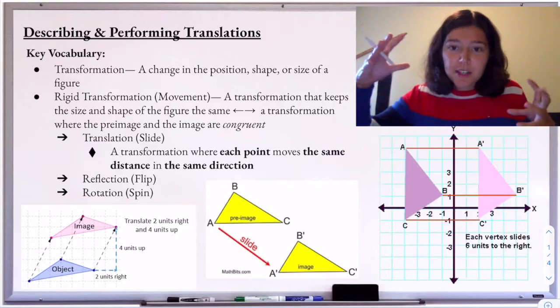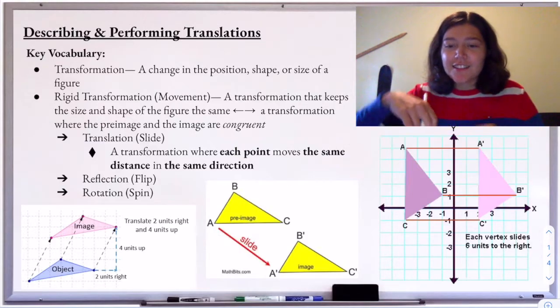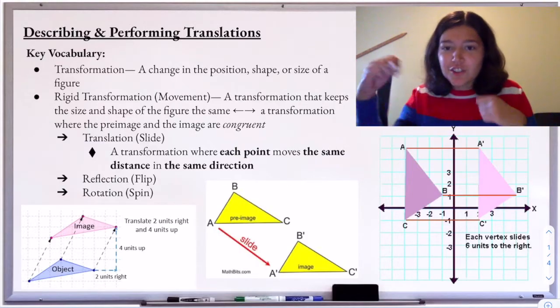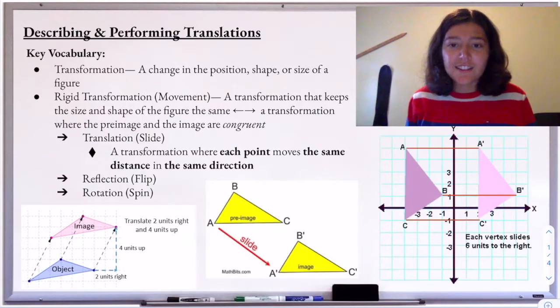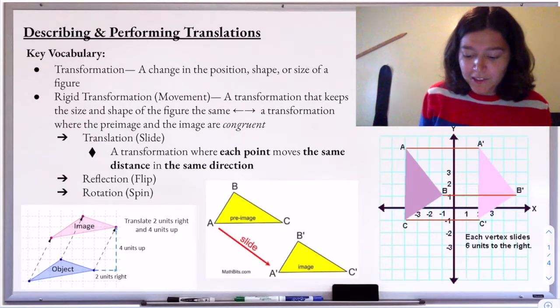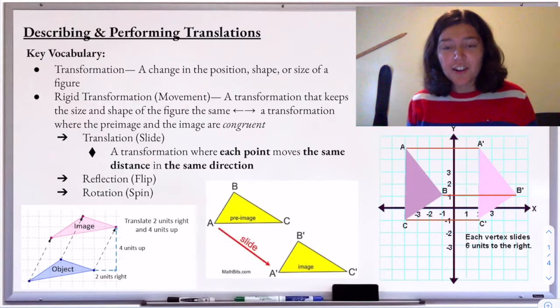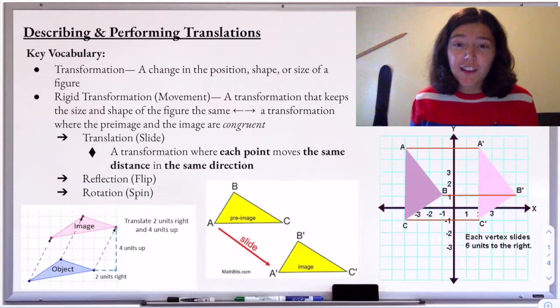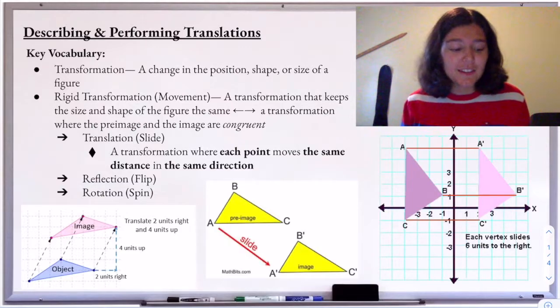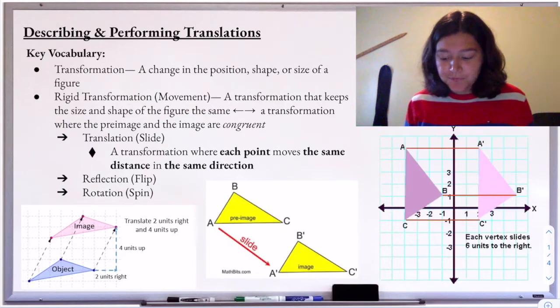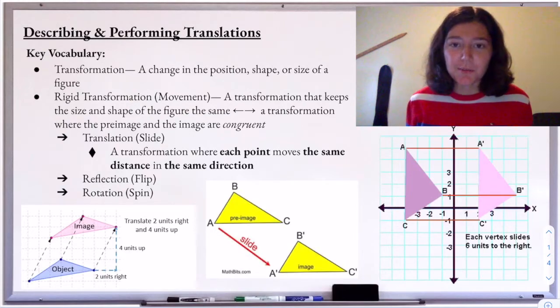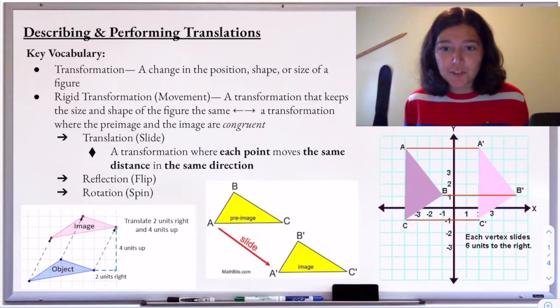So it's not getting bigger, it's not getting smaller, and it's not making it wavy or changing any of the angles or any of the side lengths. Another way of saying it is it's a transformation where the pre-image and the image are congruent. Congruent is a word you have learned before. That means that the angles are the same and all the side lengths are the same. So we can really think of rigid transformations as you look at it and you see the same exact shape, it's just been moved around.